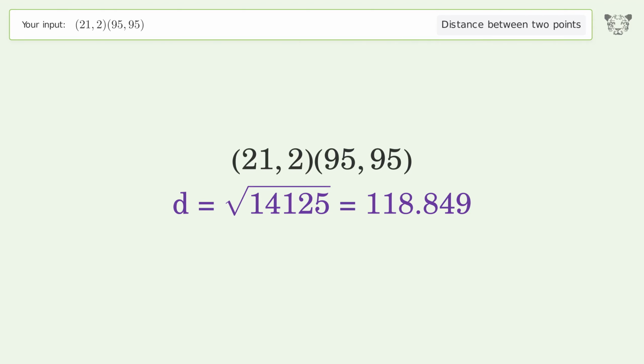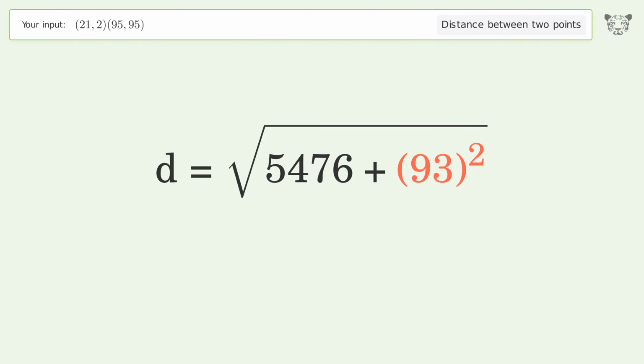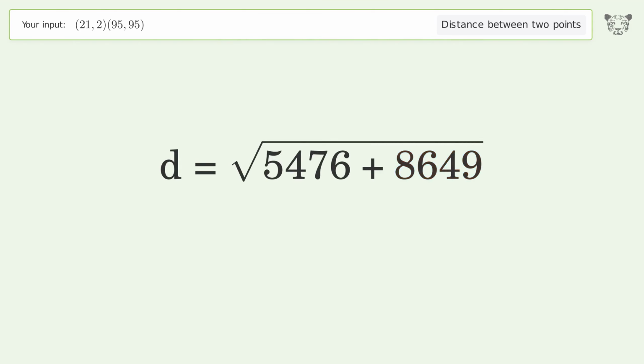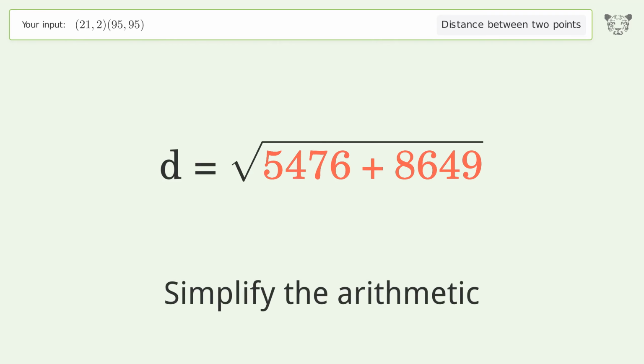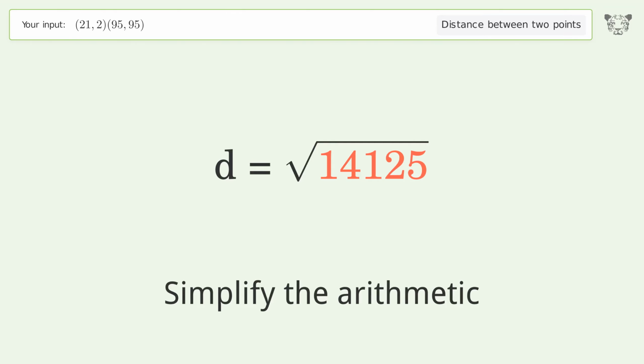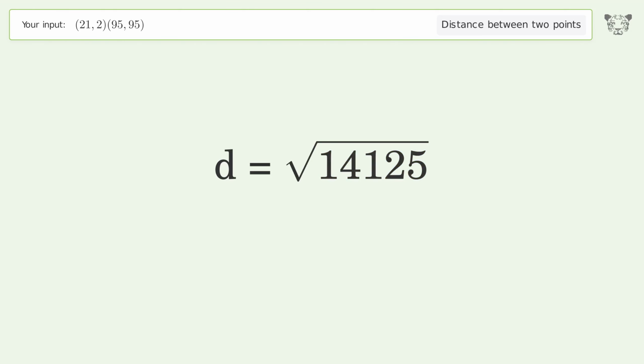Calculate the expression inside the parentheses. Simplify numbers raised to exponents. Simplify the arithmetic. And so the distance between the 2 points is the square root of 14,125 or 118.849.